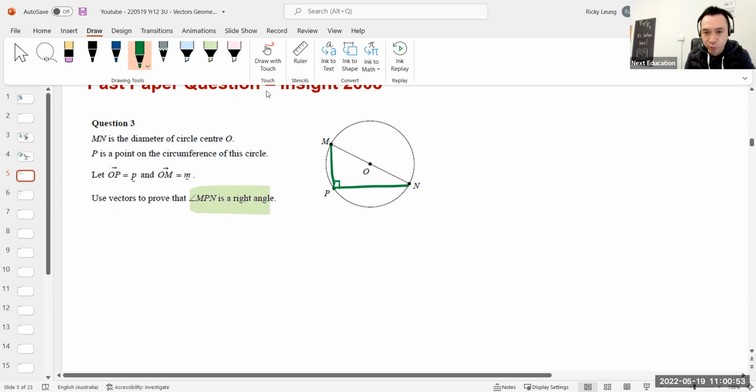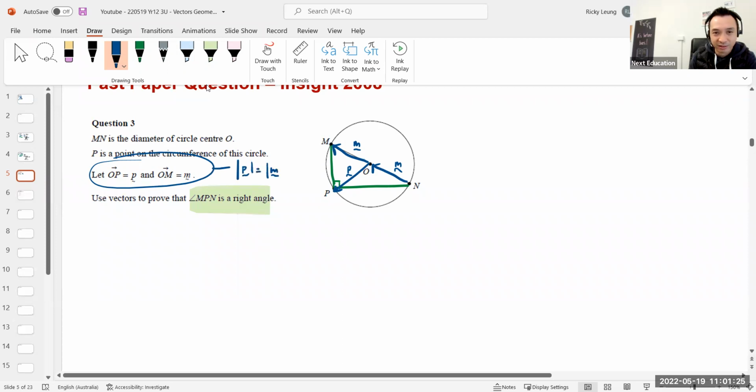So we know that, but now we've got to prove it using vectors. Great. So in this one, OP is p. OM is m, which makes, because this is a radius, this guy also m. More importantly, because it's a radius, the moment they define this, we know the magnitudes are equal, and that is, once again, absolutely key. Because once the magnitudes are equal, they're asking me to prove this guy.